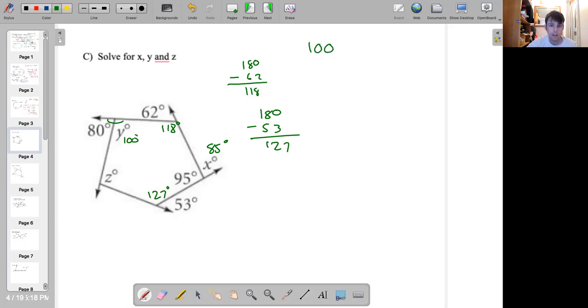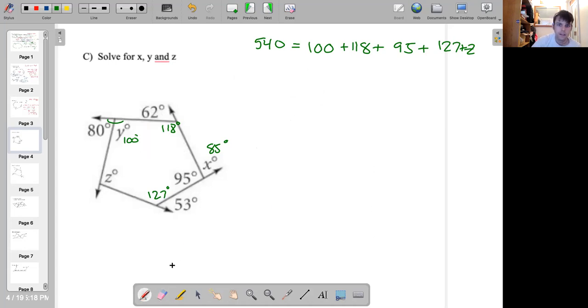So we have 100 plus 118 plus 95 plus 127 plus Z, and that is going to equal 540 degrees. Ran out of space on the right, so I went ahead and put that there.